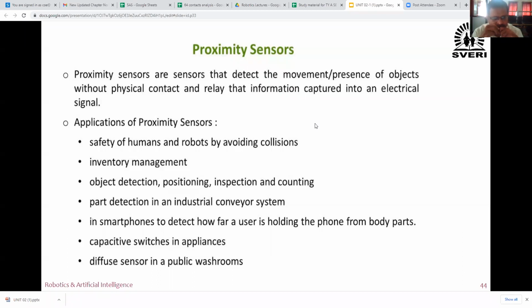Applications of proximity sensors: safety of humans and robots for avoiding collisions, inventory management, object detection, positioning, inspection and counting, part detection in an industrial conveyor system, in smartphones to detect how far a user is holding the phone from body parts, capacitive switches in appliances, and diffuser sensors in public washrooms. Therefore, this is nothing but proximity sensors.